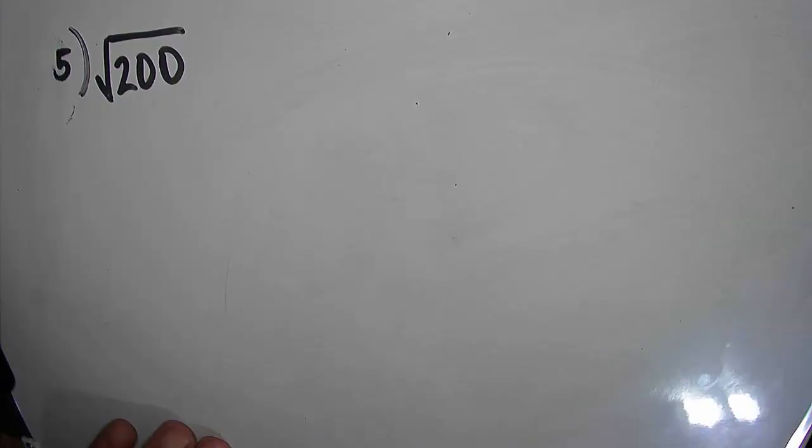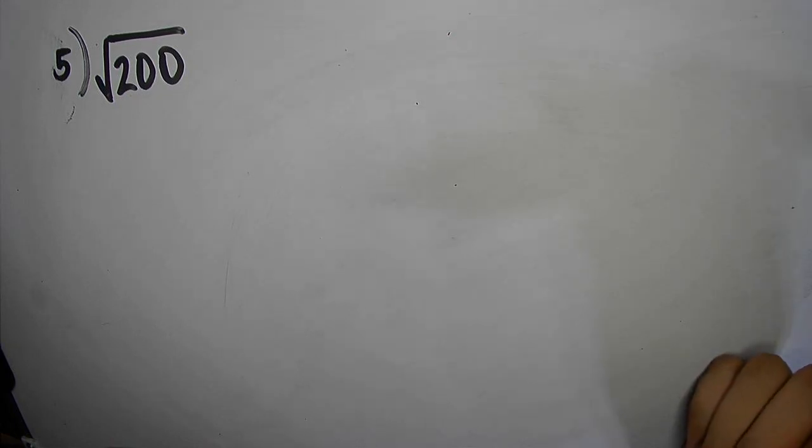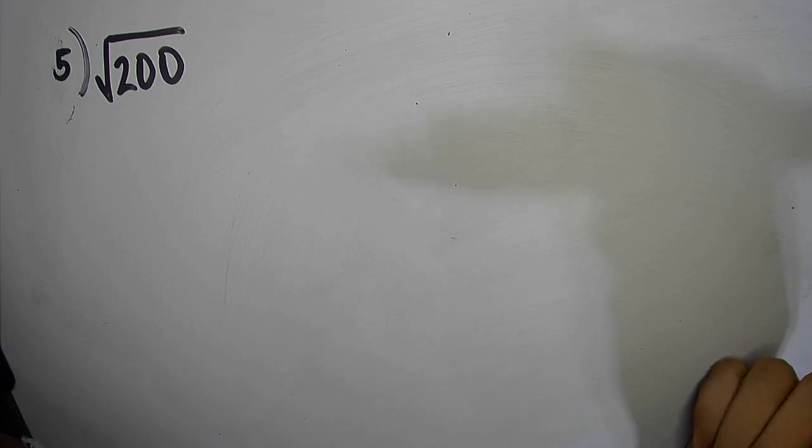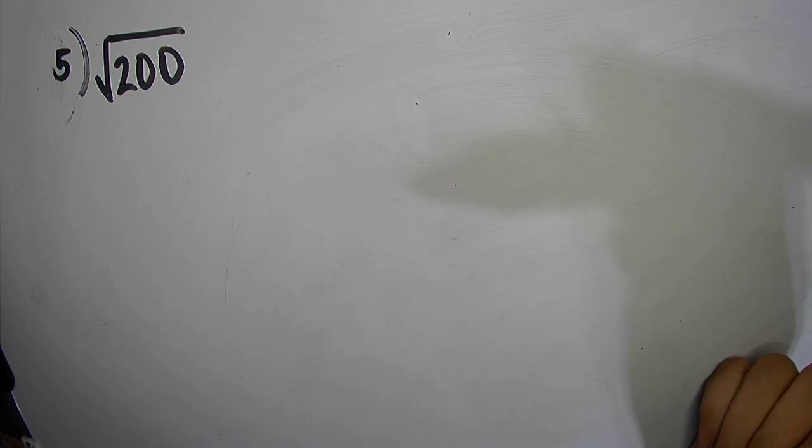Okay, so let's do the fifth example. Ito yung mga irrational numbers na pinag-aralan natin kanina. So, saan natin sila makikita? Okay? So, square root of 200. Medyo may kahirapan siya, no? So, 200, saan nga ba natin makikita ito? Sa anong dalawang integers o sa dalawang perfect squares?